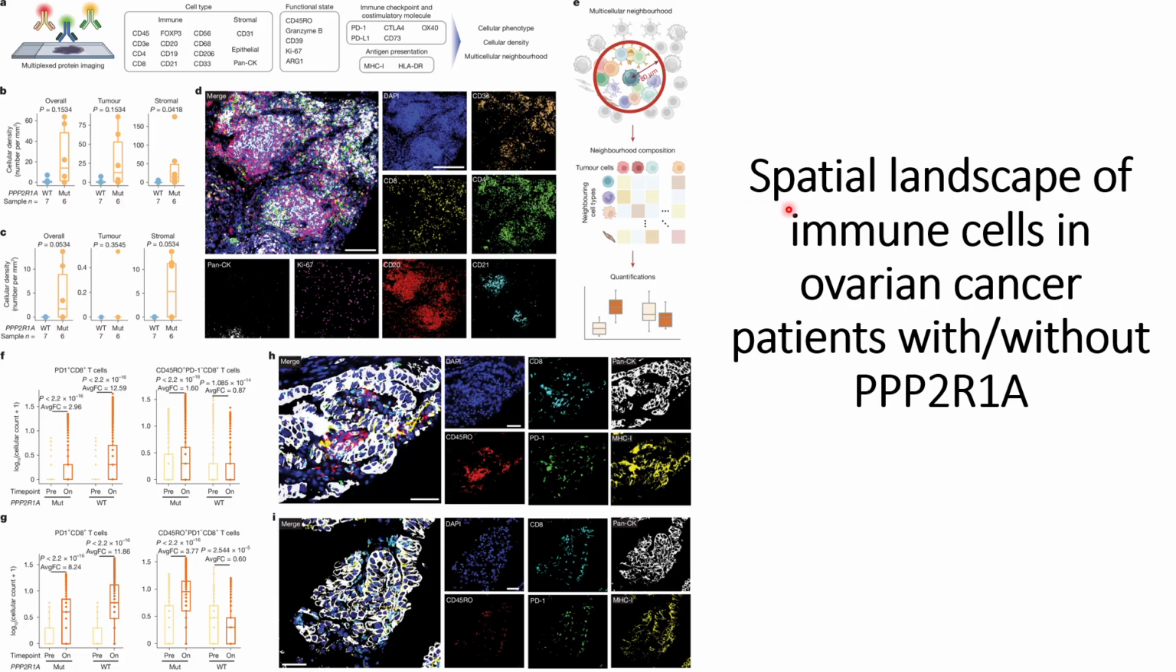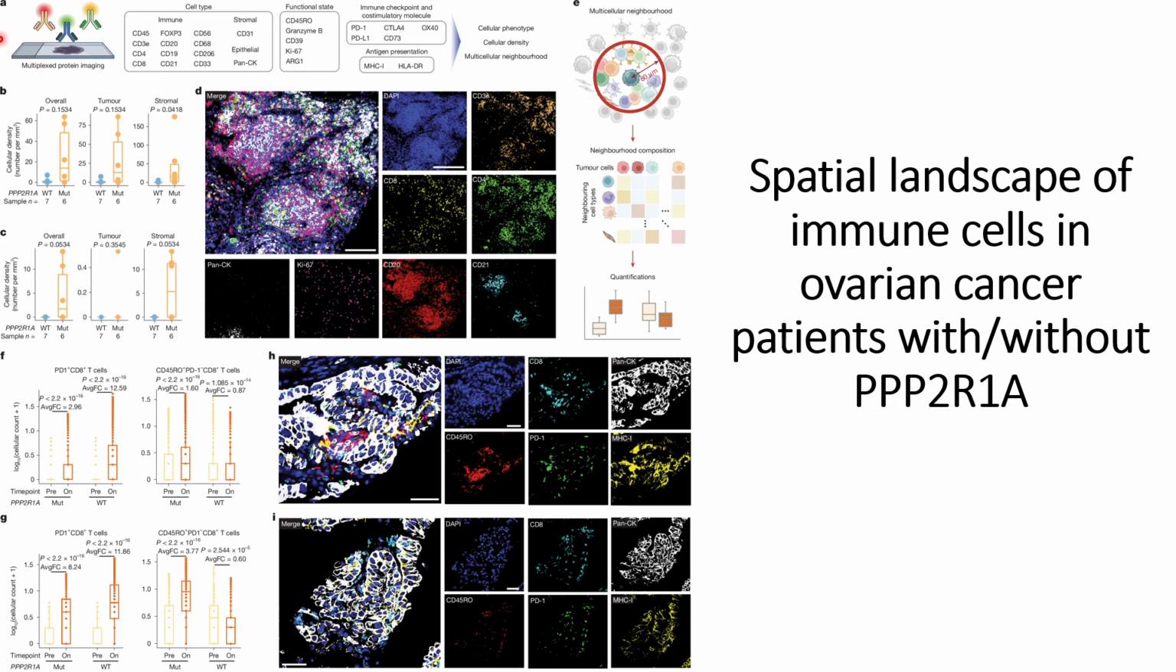In this video, we will discuss the spatial landscape of the immune cells in ovarian cancer patients with and without PPP2R1A genes. The reason why they use this different CODEX system with a 26 antibody panel, apart from bulk RNA-seq, is because bulk RNA-seq does not have this spatial information available.